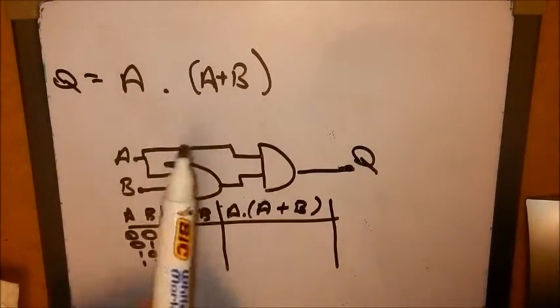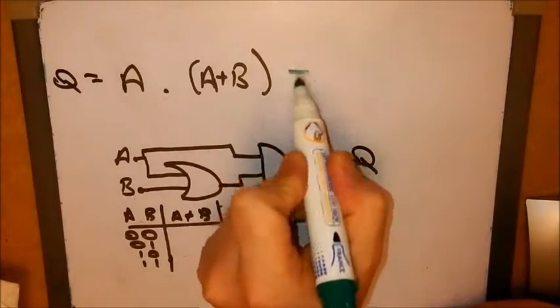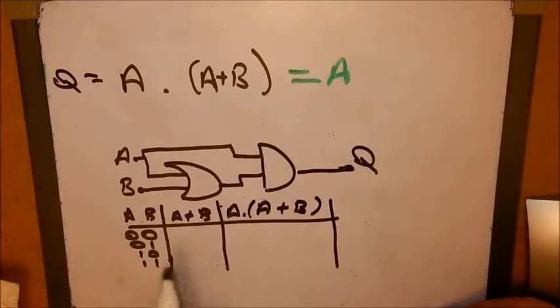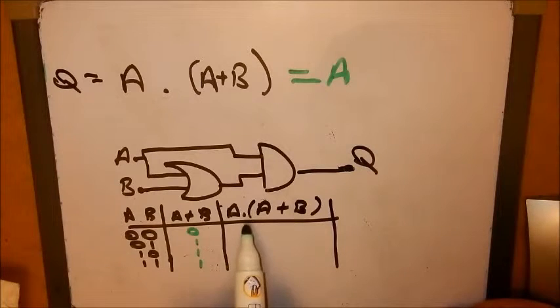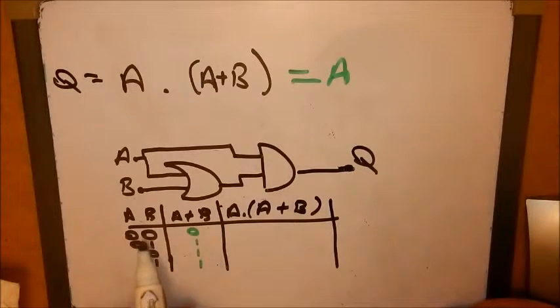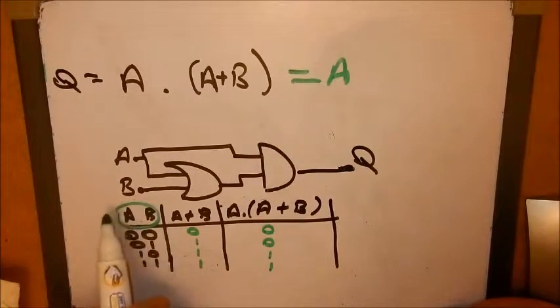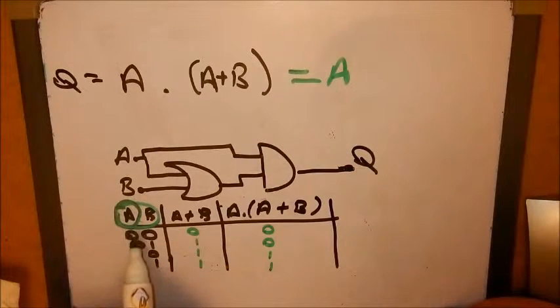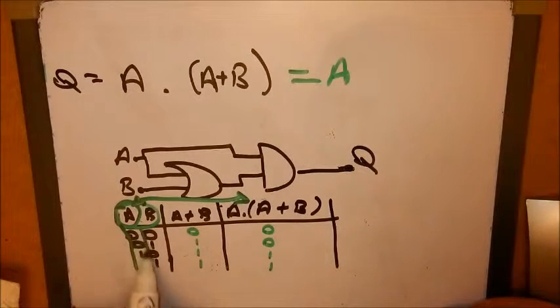Similarly, we should know that the identity where A ANDed with A or B is also equal to A. Let's prove this time with a truth table. Well, A ORed with B would give us 0, 1, 1, 1. Now if we AND the A or B with A, we have a 0, 0, 1, 1. And once again we can prove that this is equal to this, as these columns are the same.